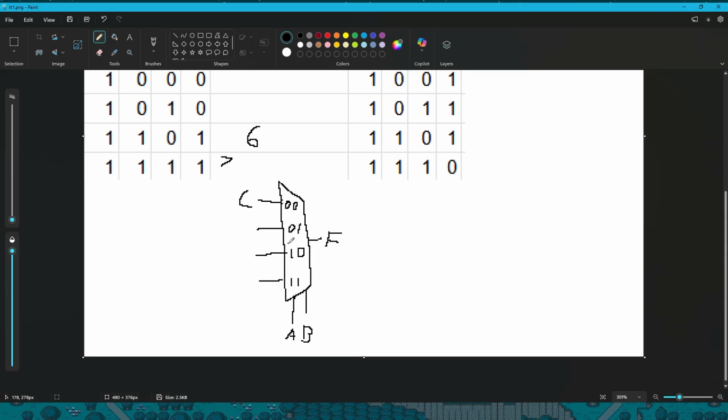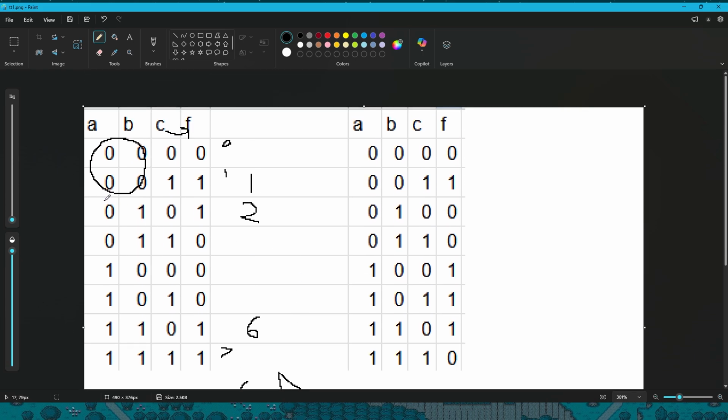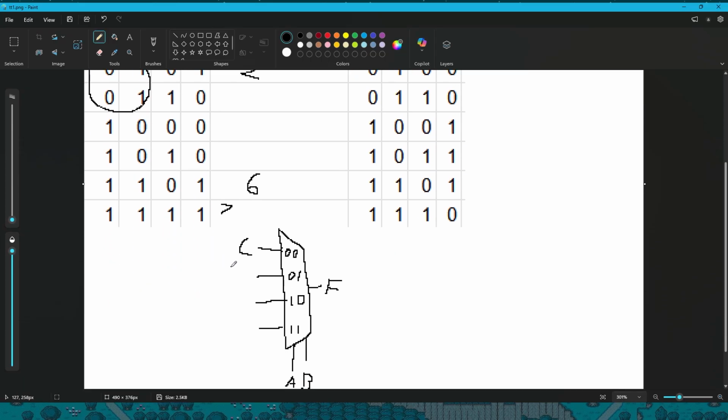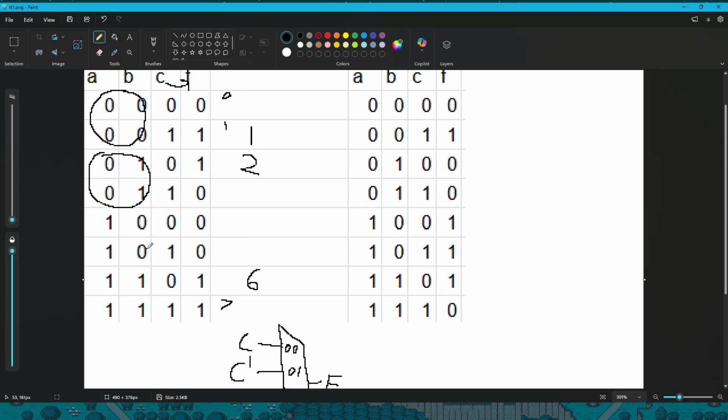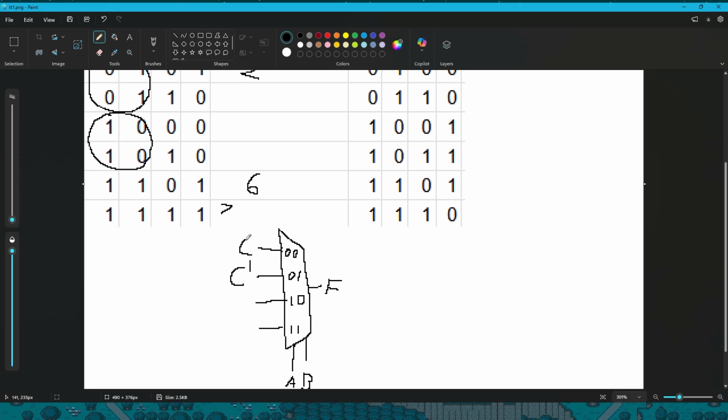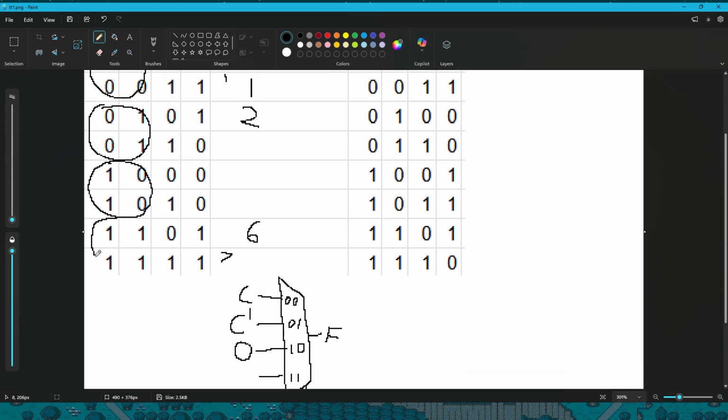Now looking at when A is off and B is on, which is our next set of 4, we can see that when C is off, F is on, and when C is on, F is off. So that means it's going to be the opposite of whatever C is, so C prime. Then we'll have A on, B off, these next set. We can see that no matter if C is on or off, the output is always off. So this is just going to be set to 0. And looking at our last one, when they're both on, C is 0 or 1, and the output is always 1.